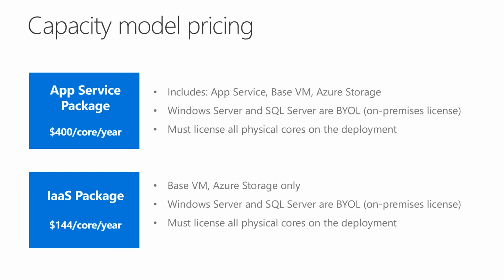So there are two different capacity models available depending on what workloads you wish to run or offer. The first is the App Service package that includes running App Service, the base VM cost, and Azure Storage. What it doesn't include is any Windows Server or Microsoft SQL Server licensing for tenant workloads which require licensing separately. And we have the Infrastructure as a Service package, which includes the base VM cost and Azure Storage, but does not include App Service. Windows Server and Microsoft SQL Server licensing is the same here in that they require separate licensing. And as mentioned already, all physical cores of the deployment must be licensed.